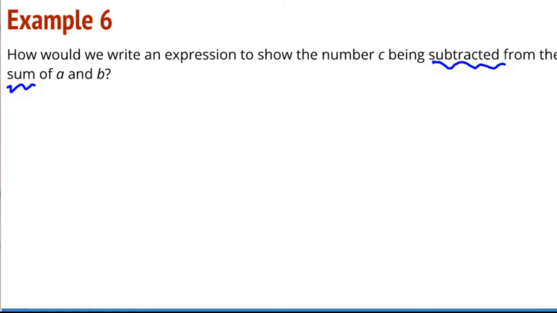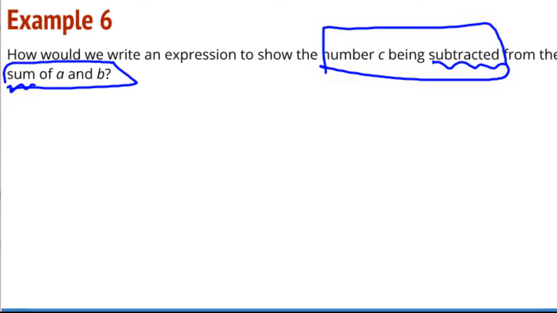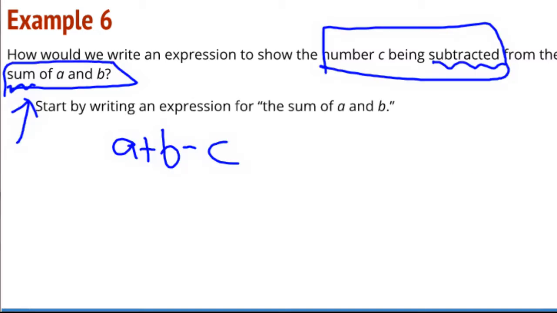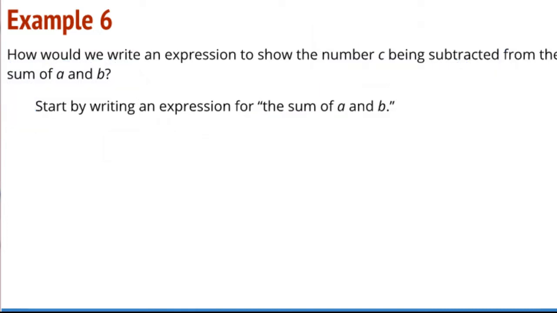It says here we're going to have the number C, and the number C is going to get subtracted. It says it's going to be subtracted from the sum of A and B. So as I read this in my head, I'm thinking, well, it says C is supposed to be subtracted from a sum. So I need a sum first. I need a sum of A and B so that I can subtract C. So in the story, we read and we find the sum of A and B first.